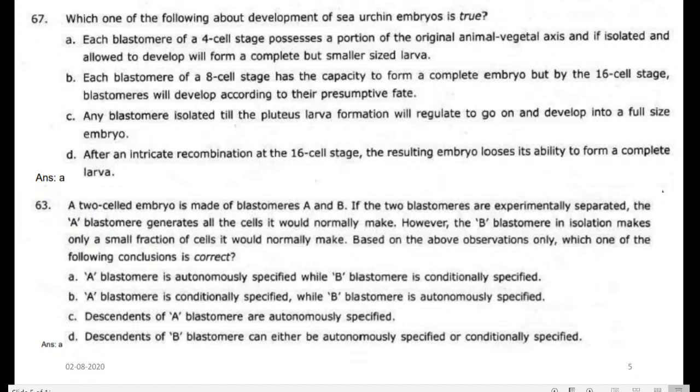Here, as I mentioned, this one statement is a correct one about the sea urchins. The sea urchins have blastomeres of the 4 cell stage that possess the portion of the original animal vegetal axis. If isolated and allowed to develop, it forms a complete but smaller sized larva. Okay, so this is the statement about the sea urchin embryo.